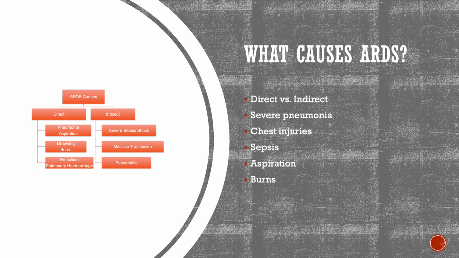Indirect manner, like any infection that happens anywhere in the body, gets in the bloodstream, then the infection goes to the lungs. That would be an indirect way of getting ARDS. Pancreatitis, transfusions, these are all indirect ways where infection can enter the body and then go to the lungs and cause ARDS.